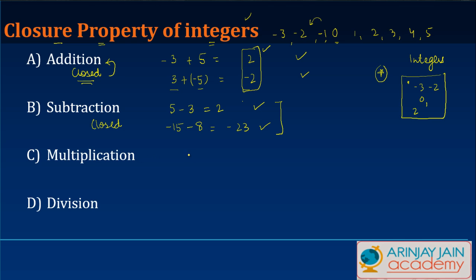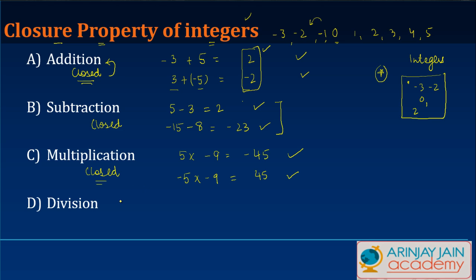Similarly, for multiplication, let's take one positive 5 into one negative -9. The answer is -45, and we know this is an integer. Let's take both negative, -5 into -9. This gives you 45, which is again an integer, right? So we say that the integers are closed under multiplication.